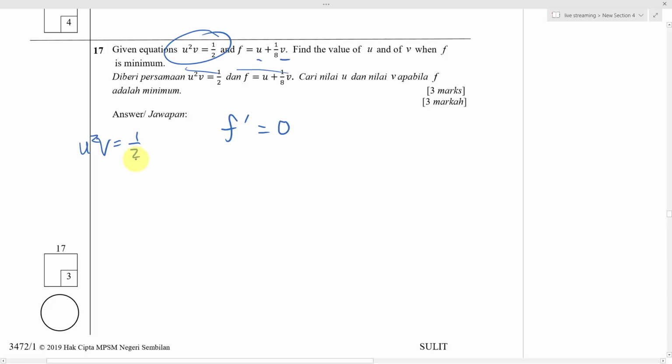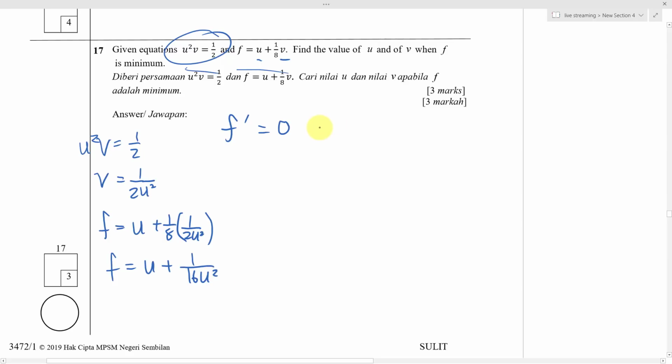So u squared v equals to half, so v equals to half over u squared. You might ask, can you make u the subject? Yes, but then your equation will have a square root. I try to avoid square roots all the time because a square root will make my differentiation so hard. Then I will substitute v into my f here. Then my f has u plus 1 over 2, and my v is 1 over 2u squared. So my f should be something like 1 plus 16 u squared.